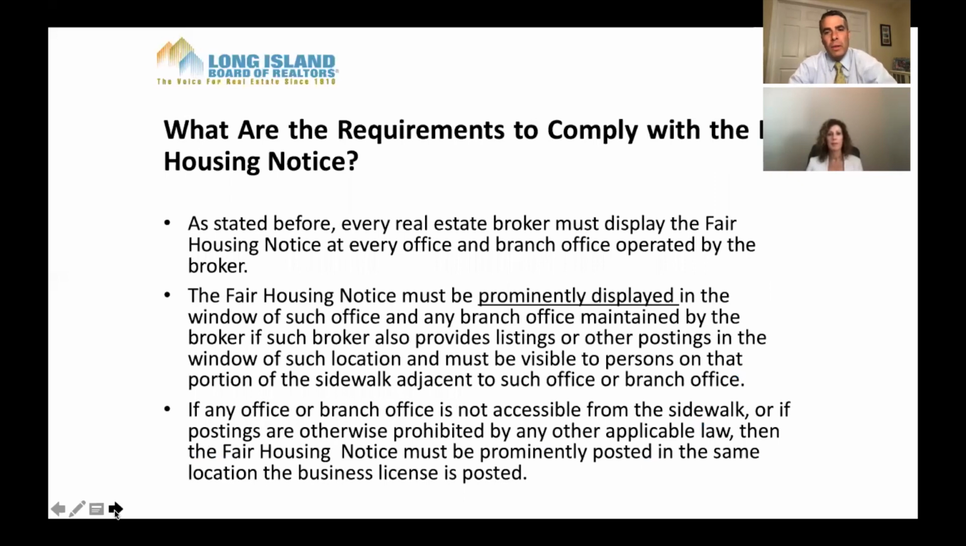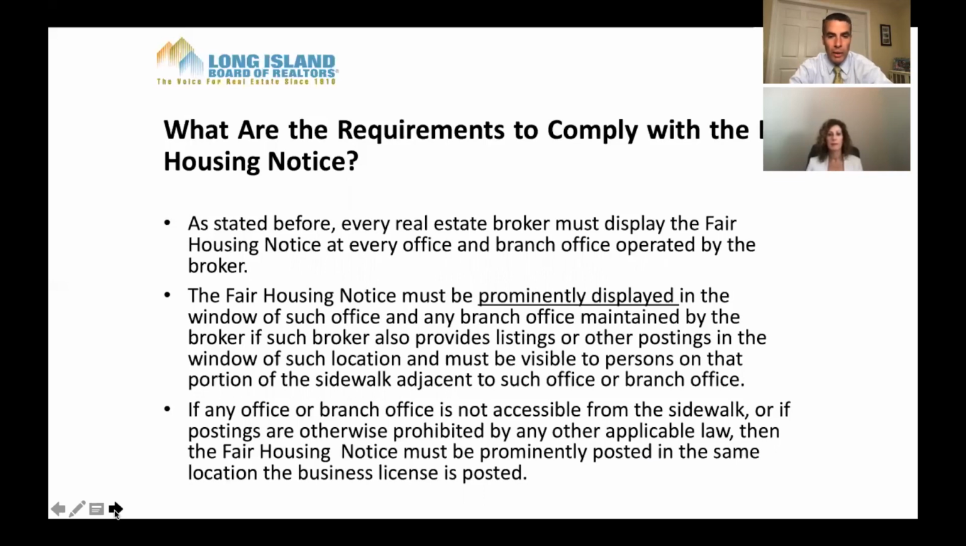What are the requirements to comply with the Fair Housing Notice? As stated before, every real estate broker must display the Fair Housing Notice at every office and branch office operated by the broker. The Fair Housing Notice must be prominently displayed in the window of such office and any branch office maintained by the broker if such broker also provides listings or other postings in the window of such location, and must be visible to persons on the portion of the sidewalk adjacent to such office or branch office.